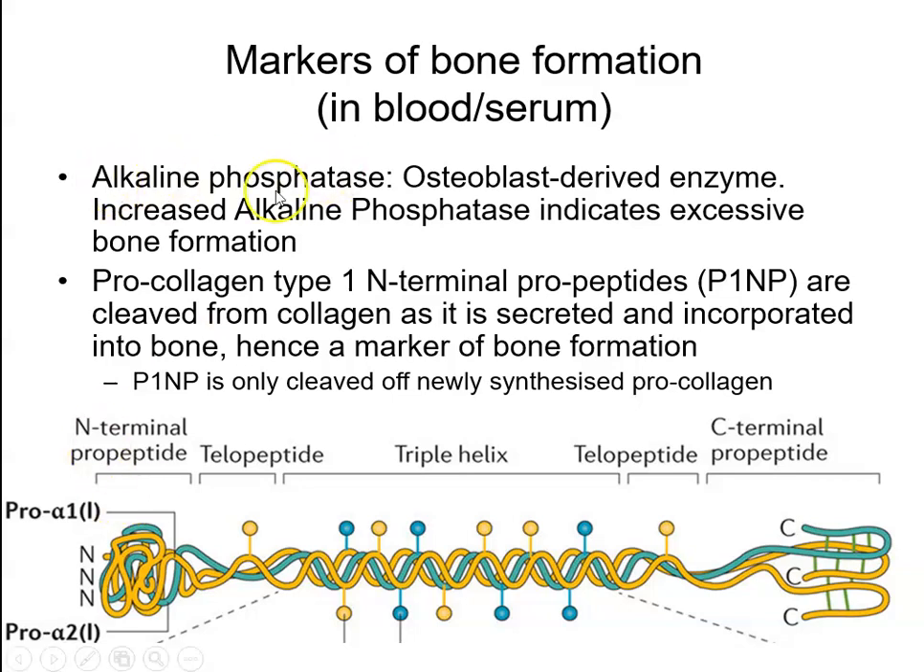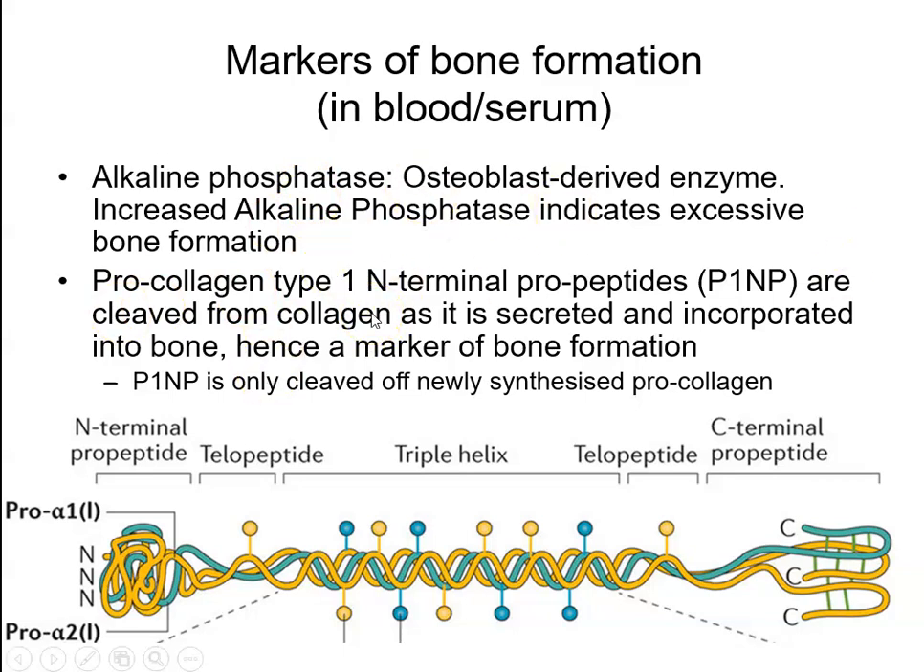There are other alkaline phosphatases, and liver alkaline phosphatase can sometimes interfere with this test. But that's two key markers of bone formation that can be tested for in blood. So in a Paget's disease patient, you would expect these levels to be high. If a patient's got prostate cancer metastasized to the bone, you would expect these two markers to be high.